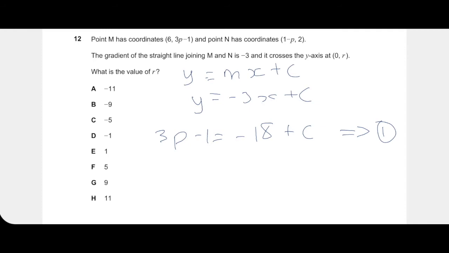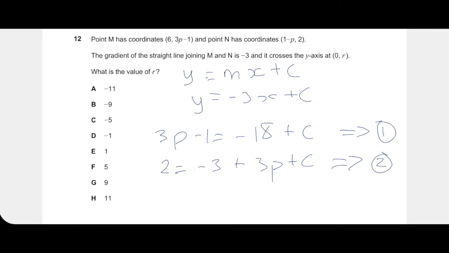And now I'm going to do the equation for the coordinates at point N. 2 is equal to minus 3 plus 3p plus c. That refers to equation number 2. And as you can see, again, the y bit is the 2, the mx part is minus 3 plus 3p, and the c is pretty evident.